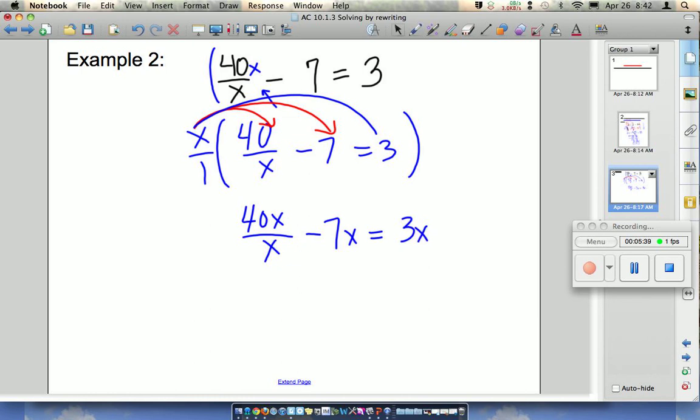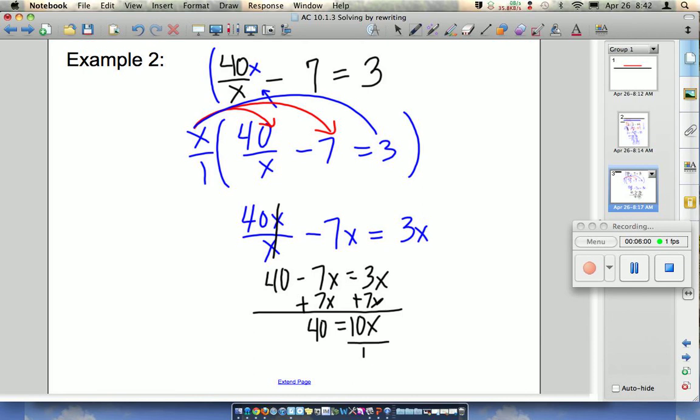So thinking about simplifying, there's my big 1 that I can cancel. I really have 40 minus 7x equals 3x. That is very easy for me to solve. I'm going to add 7x to both sides, and I get 40 equals 10x. One last step, I'm going to divide both sides by 10. And I see that 4 is the value for x.